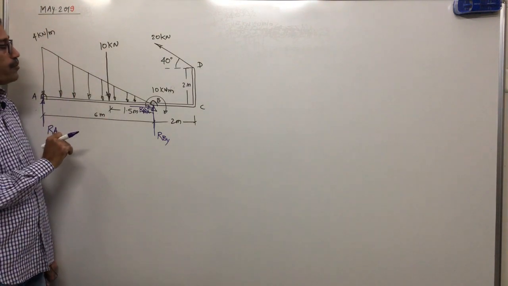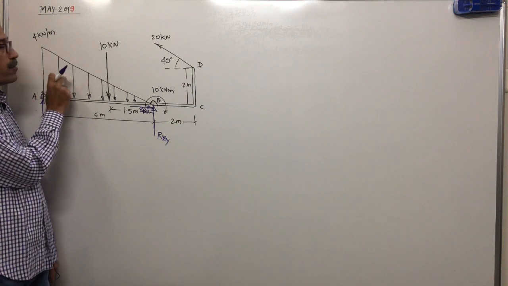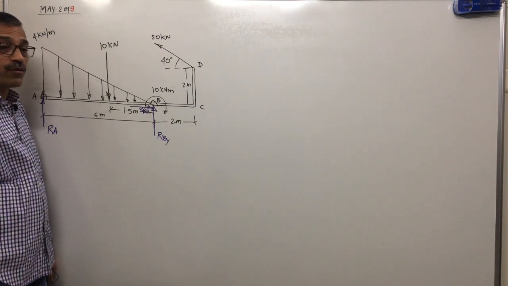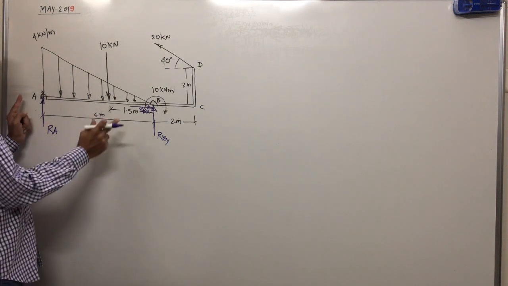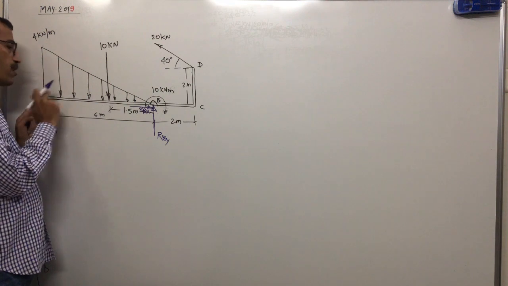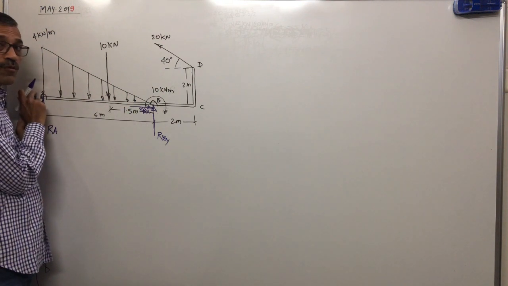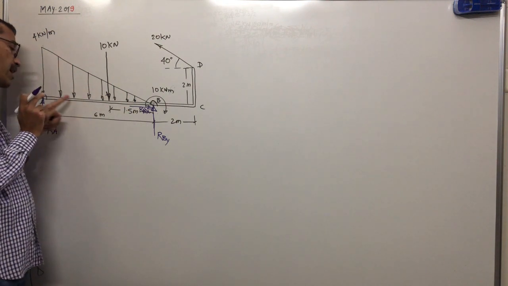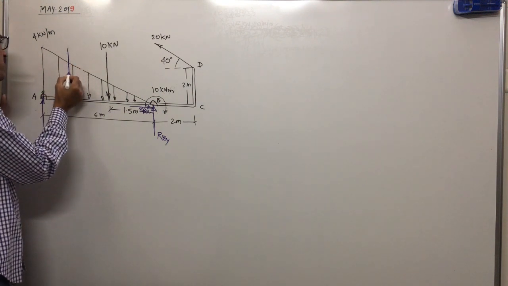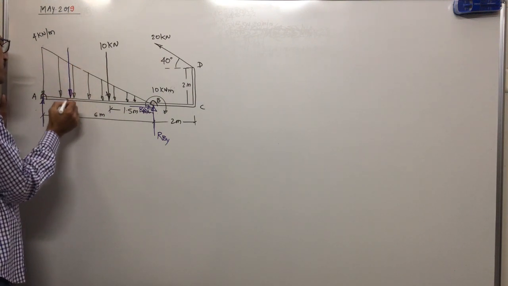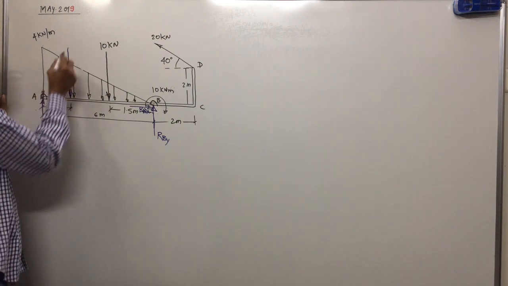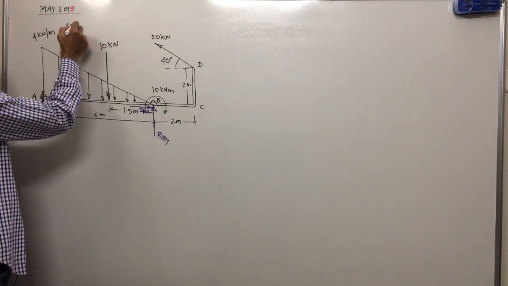Next, the distributed load is given. We'll convert this distributed load into an equivalent point load. The equivalent of a UVL is at 1/3 of its span from the maximum load. Maximum load is where? At A. So from A, 1/3 of 6 means 2 meter. So we represent one equivalent load at 2 meter from A. Magnitude of load is WL by 2.